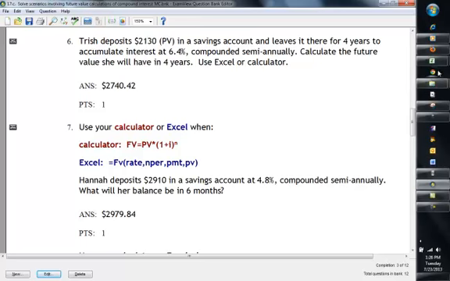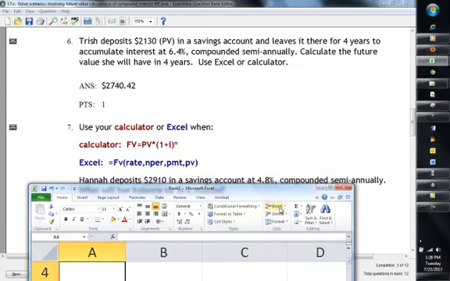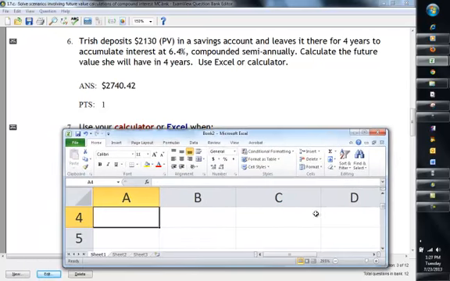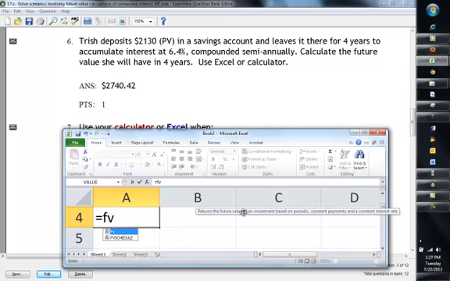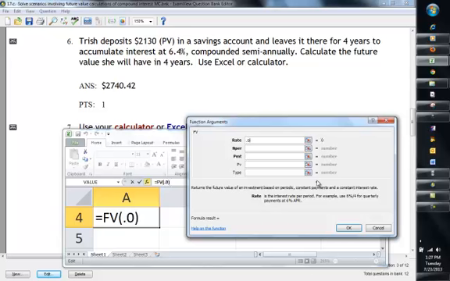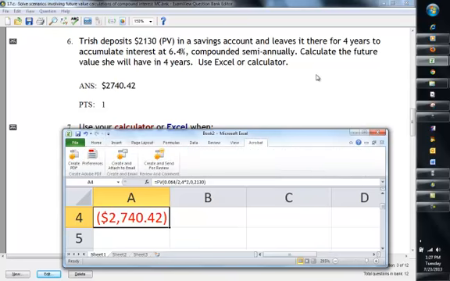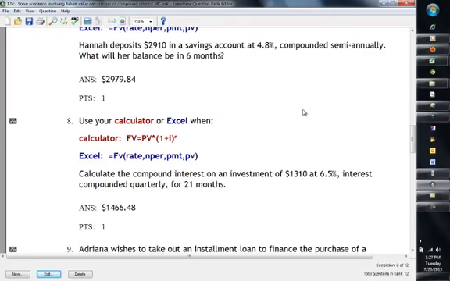Number 6. Leaves it there for 4 years, compounded semi-annually. So we want to know the future value of 0.064 semi-annually. So we're going to have to divide the interest rate by 2. 4 years, but there's 2 semi-annuals in each year. No payment, and she starts out with $21.30. And so she's going to have $27.4542 at the end. Next one.